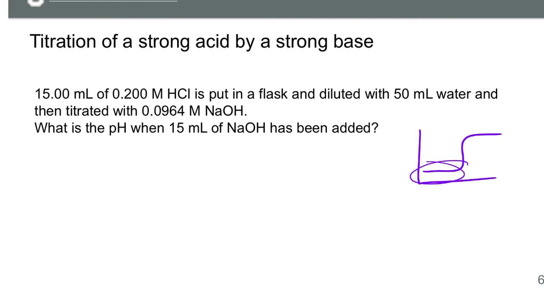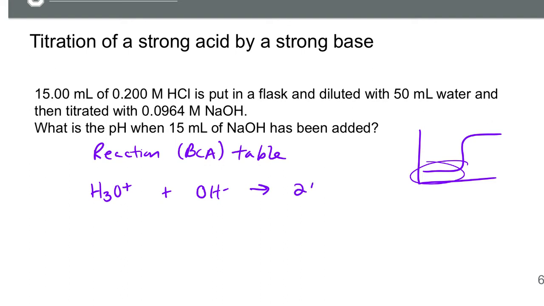So let's attack this problem. We are going to set up a reaction table or a BCA table. The important reaction that's taking place is H3O plus OH minus forming 2H2O, or H plus OH minus forming H2O. Either way, they're equivalent essentially. Again, in our reaction table, we need to use moles. Make sure you use moles.